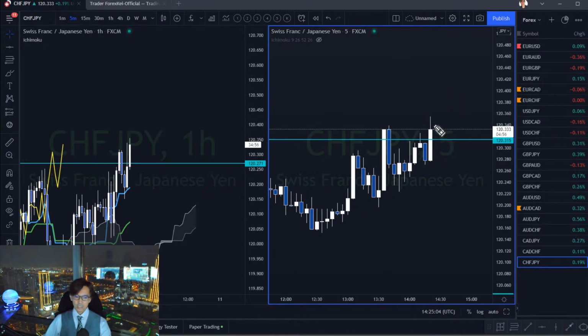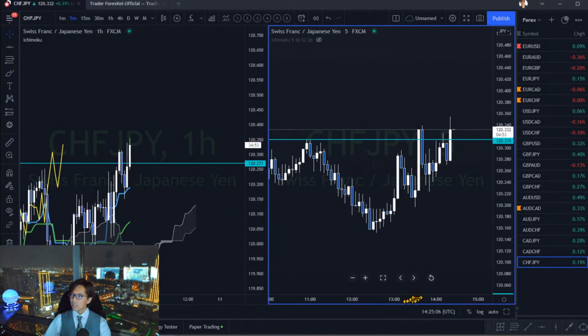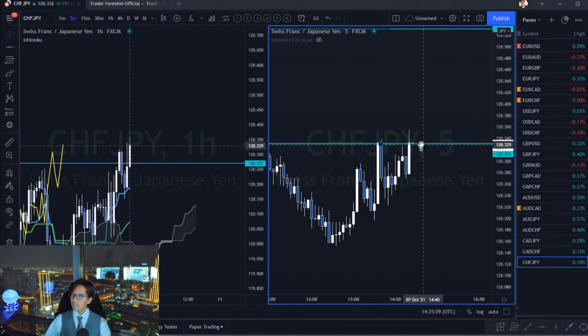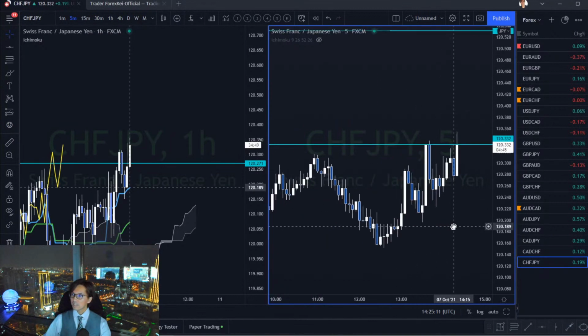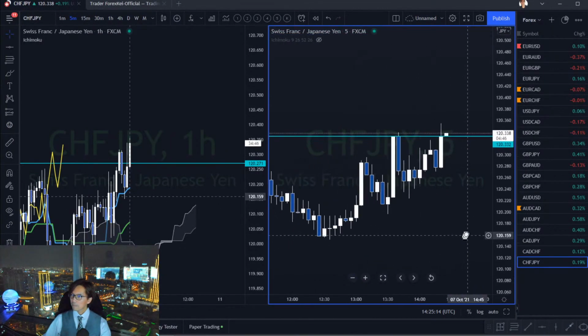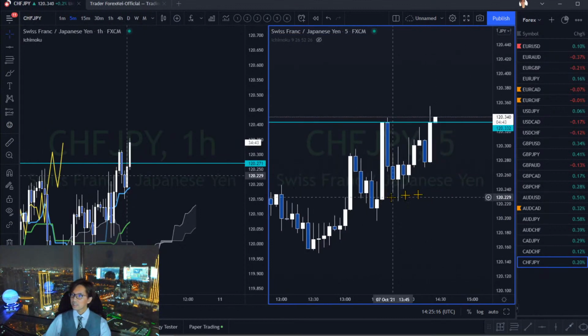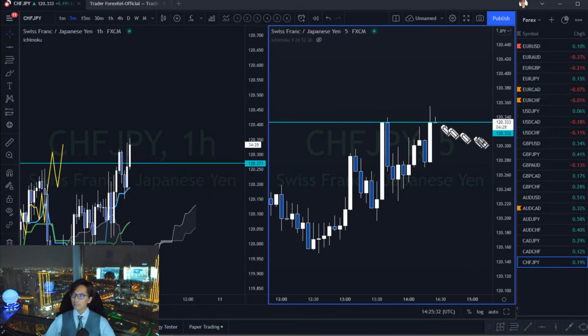So now the candlestick closed, and what's happening right now is that the close price was exactly the same as the previous resistance here. See? Previous resistance. So since it didn't close above the previous resistance, I would wait for one more candlestick to close. If it closes above the resistance level, which is 120.33, then on the next candlestick, I will place a buy.